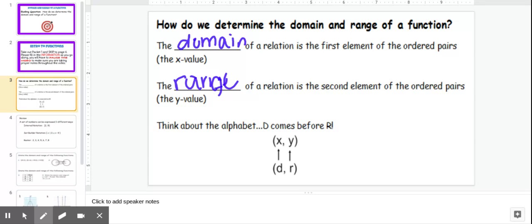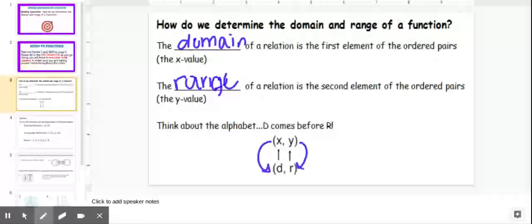One way we try to remember it is that the X and the D go together and the Y and the R go together, meaning in alphabetical order, D comes before R, X comes before Y. So this is just a very big vocab word that you're going to need to remember in order to find your domain and range.